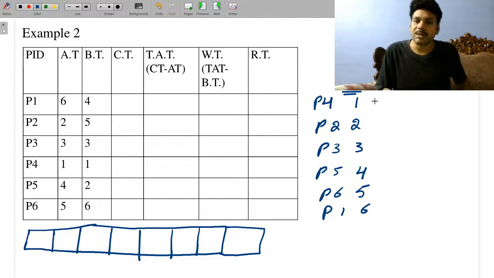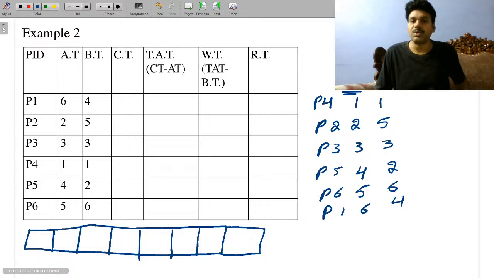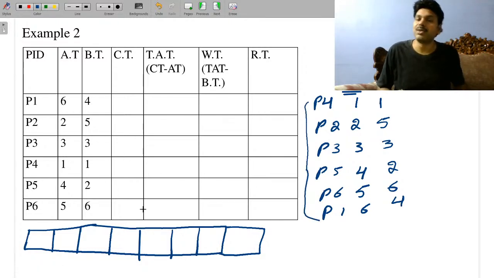So P4 burst time is 1, and P2 burst time is 5, and P3 burst time is 3, and P5 burst time is 2, and P6 burst time is 6, and P1 burst time is 4. You can follow this, no problem, or directly also you can do it, no problem.